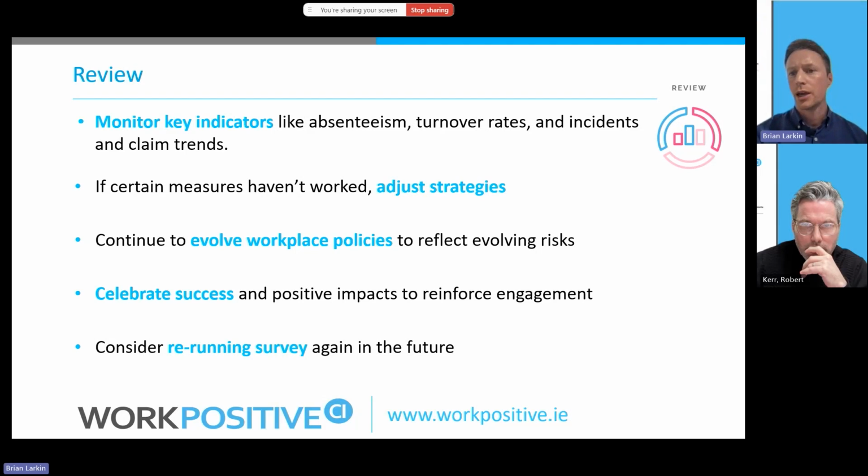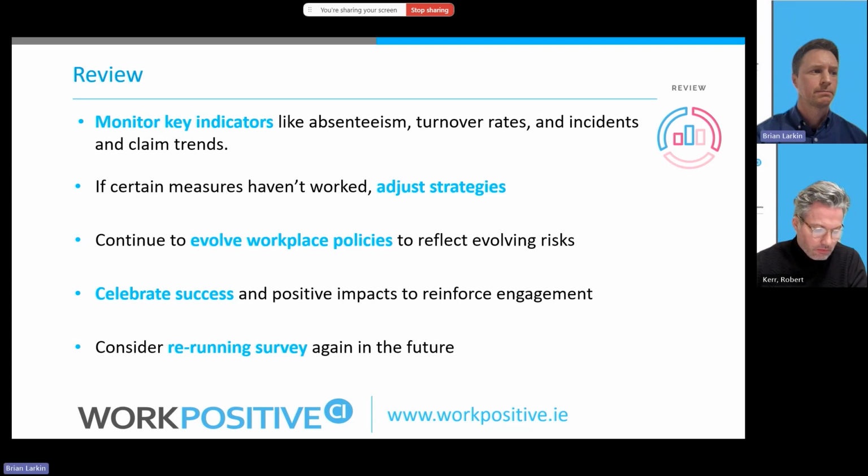Monitor your key KPIs around absenteeism, staff turnover, your incident and claim trends. If things haven't worked out, adjust your strategies, evolve your workplace policies. As I mentioned, celebrate success, because a lot of what you will do, you will get immediate impact and immediate success. It's really important to promote and reinforce that message of a positive impact.